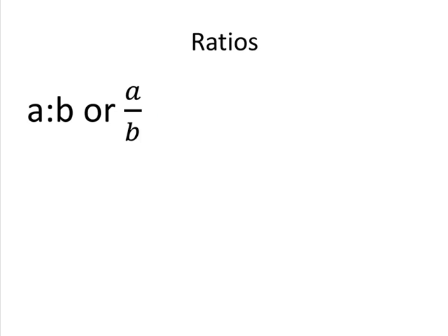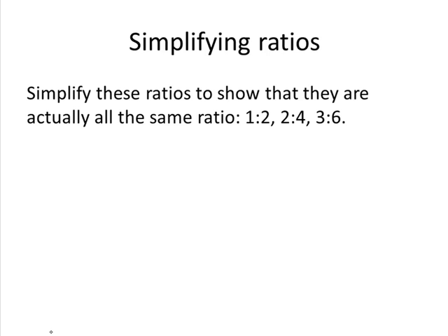Ratios. Ratios can be written as something is to something else, or just plain in a fraction format. You can simplify a ratio by dividing through by the same number. So let's see that these 3 ratios are all actually the same ratio. 1 is to 2, 2 is to 4, 3 is to 6. Notice that in each case, the second value is double the first value.